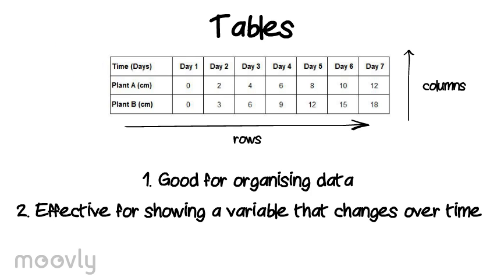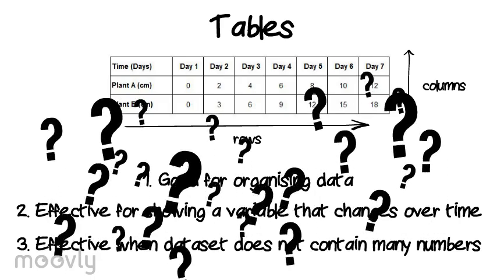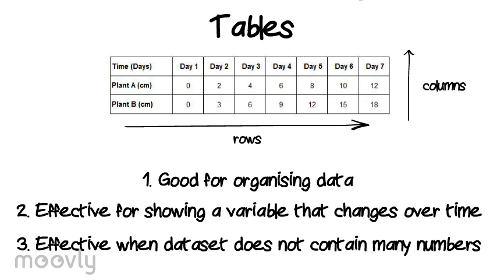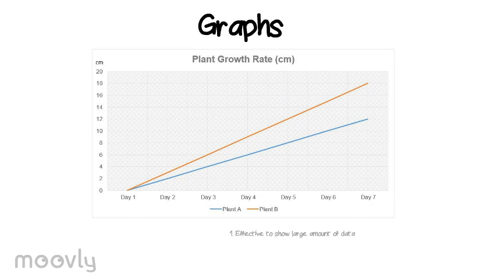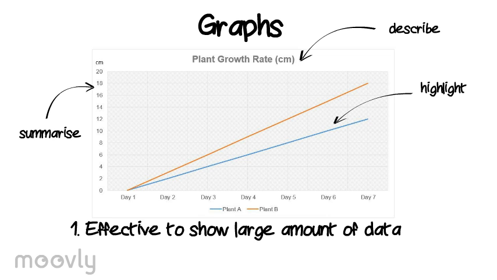Tables are effective when the dataset doesn't contain too many numbers. It would be hard for the audience to interpret if there are too many numbers in a table, especially if used during a presentation. Graphs, on the other hand, are effective when used to present a large amount of data because they are able to summarize, describe, and highlight patterns and trends in the data more effectively than tables. They could also be used when there are a few numbers in a dataset.